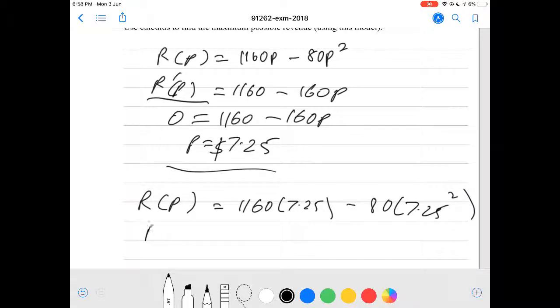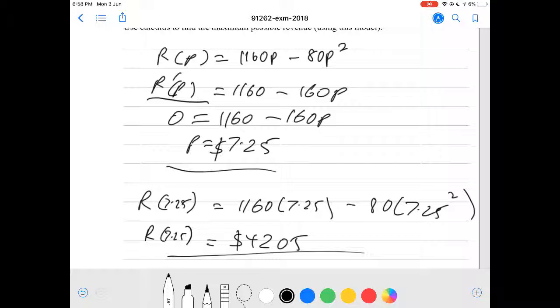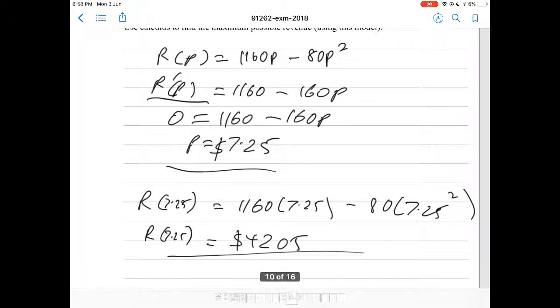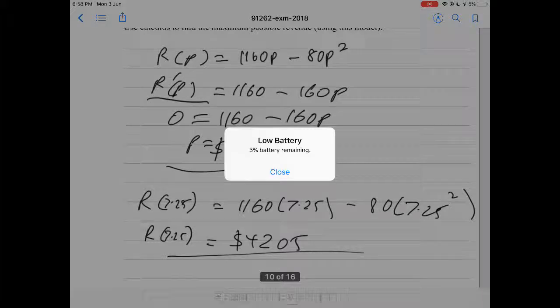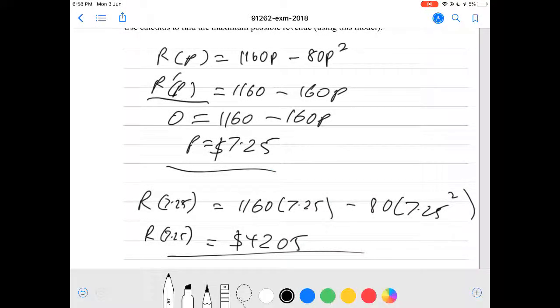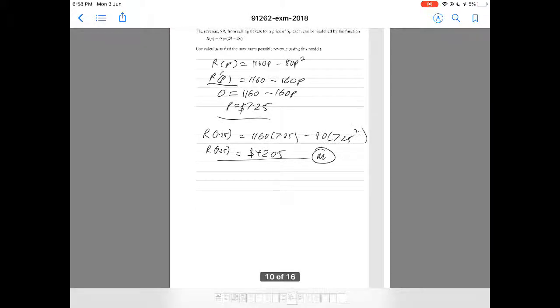That should give you R of P. That should give you the R of 7.25, and if you plug it into a calculator, you should get equals to $4,205. So $4,205 is the most amount of money that they can collect by doing the drama production by selling tickets at $7.25 each. Okay, so getting all the way down to here, $4,205, that will get you a merit grade here. Okay. All right, next question.